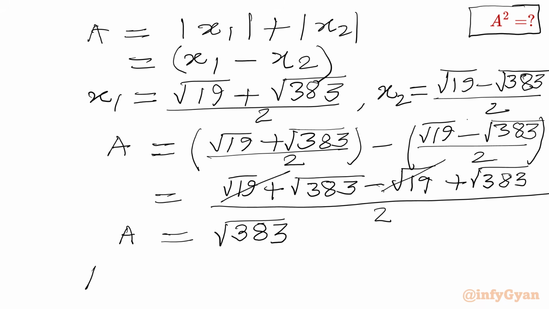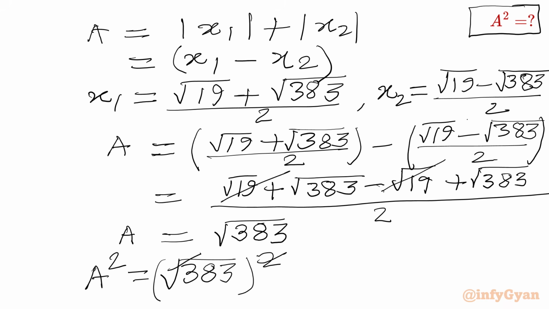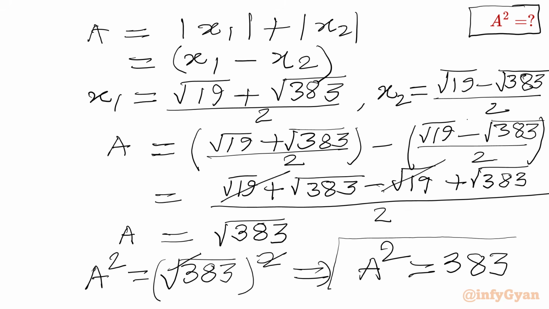So we will write here a square will be equal to square root 383 whole square. Now we can cancel the square root with the square. So a square will be equal to 383.